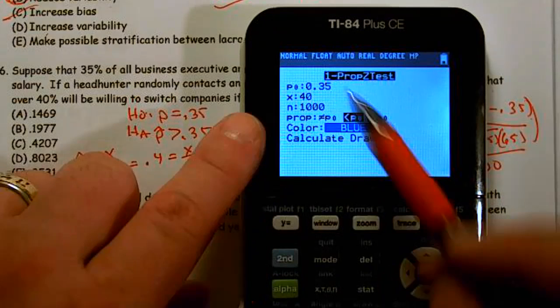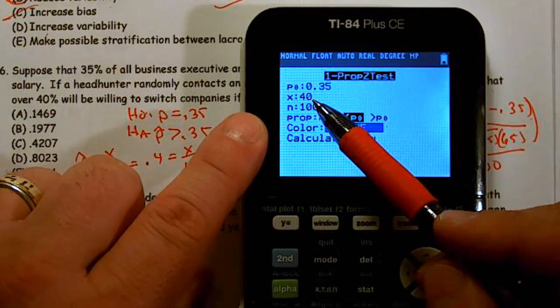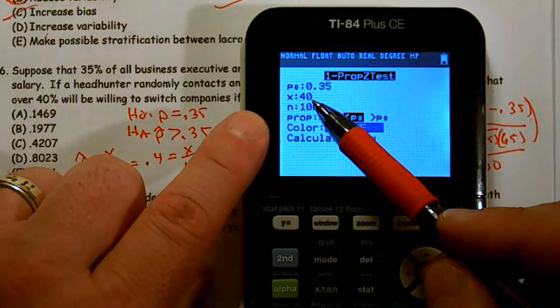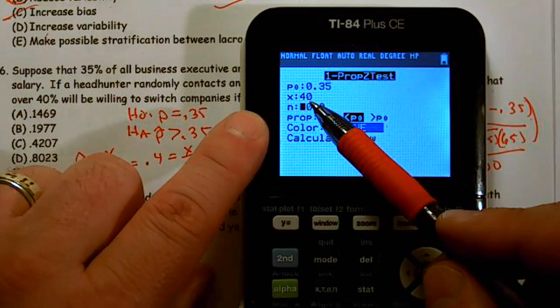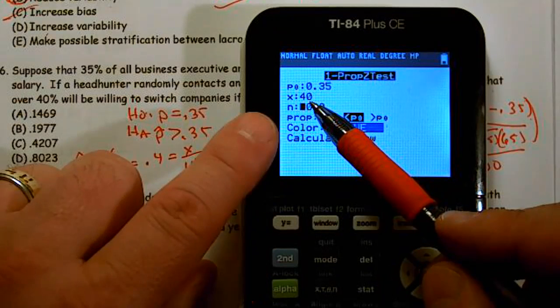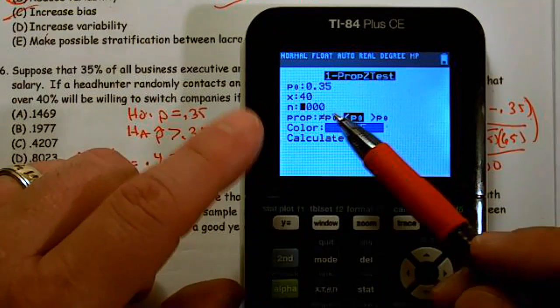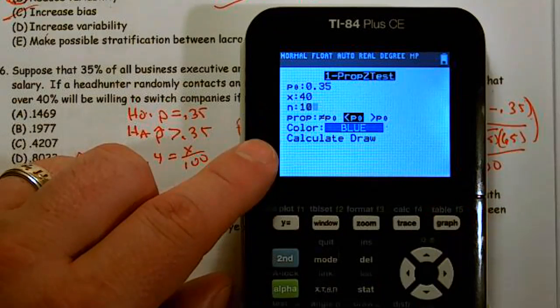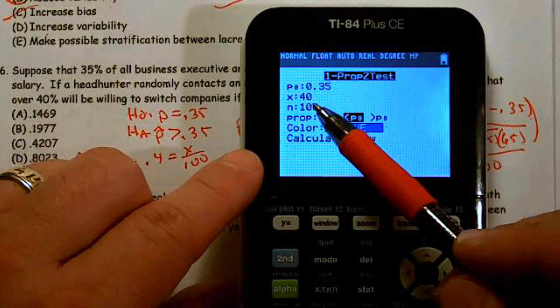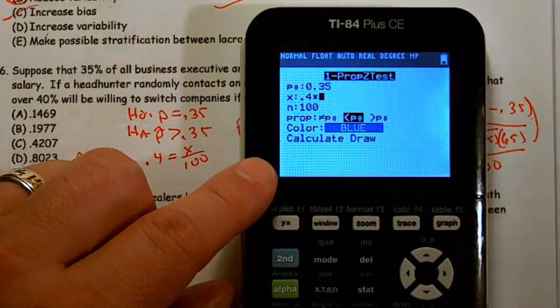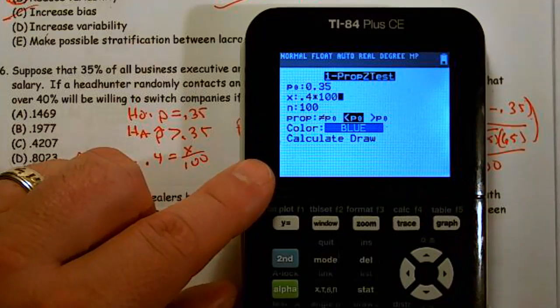And I need to check, is that a whole number? If that had been 40.1, I would need to round to 40. If it had been 39.7, I'd need to round to 40. Always round to the nearest whole number. N needs to be 100. And by the way, please notice I took P hat, I went 0.4 times 100.